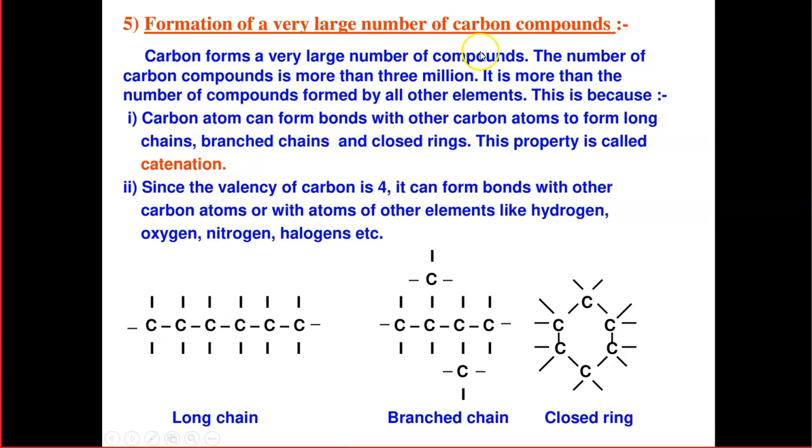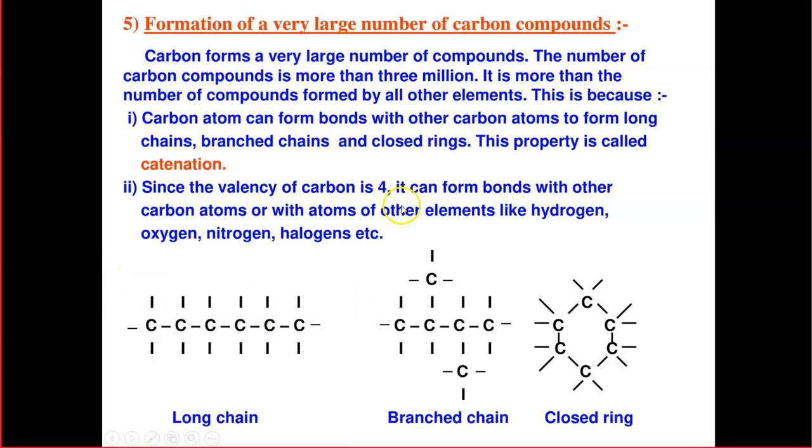So carbon forms a very large number of compounds. We have seen the number of carbon compounds is more than 3 million. We will study only 4 or 5. It is more than the number of compounds formed by all other elements. This is because carbon atoms can form bonds with other carbon atoms to form long chains, branch chains and closed rings and armchairs also. This property is called catenation. So this property of carbon is known as catenation.